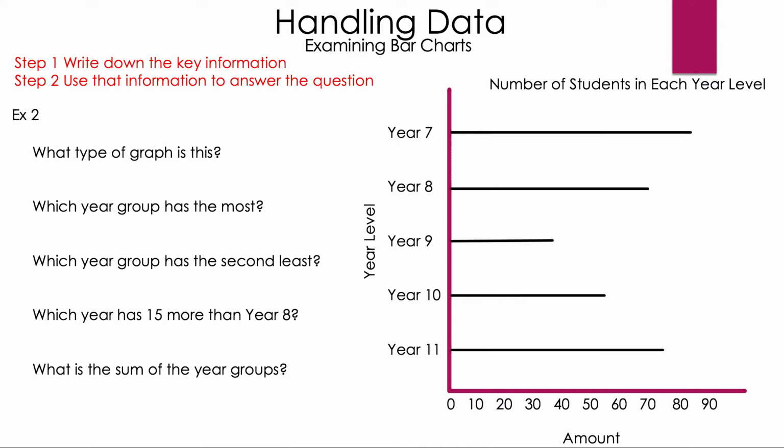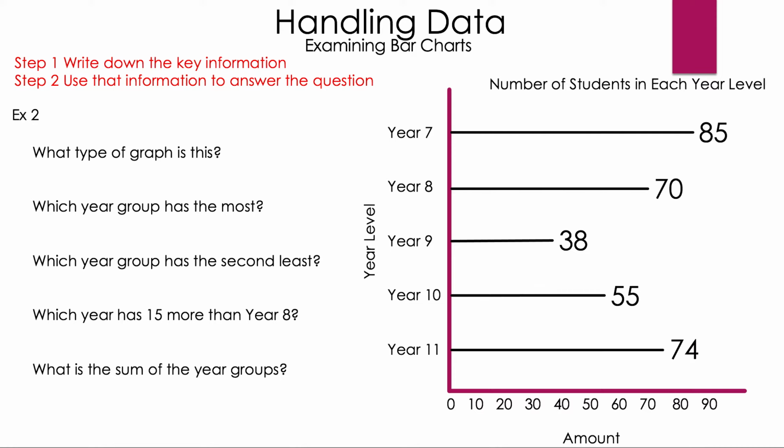So let's go ahead and get started with year 7. Draw a line down to the amount, or you can use a ruler or your hand or anything like that. It's close to 85, so let's write down 85. So we draw an arrow down for year 8, close to 70, so let's write 70. Year 9 is close to about 38 or something. Year 10 is close to about 55. And then year 11 looks like 74 or 75, I don't know. Let's just go ahead and put 74.